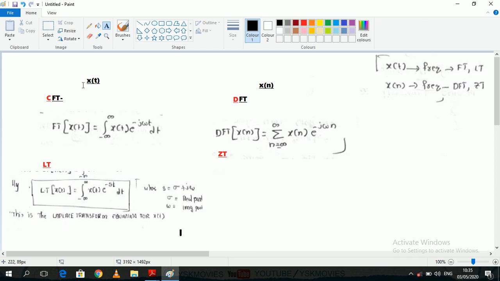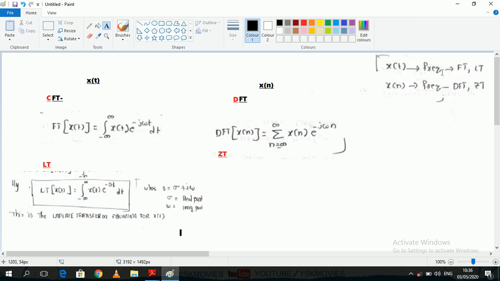If the signal is x of t, then we are using the continuous Fourier transform. The formula is: Fourier transform of x of t is equal to the integral from minus infinity to infinity of x of t e power minus j omega t dt. And if the signal is in the form of x of n, a discrete form, then we are applying the discrete Fourier transform. The formula is: the discrete Fourier transform of x of n is equal to the summation from n equal to minus infinity to infinity of x of n e power minus j omega n.